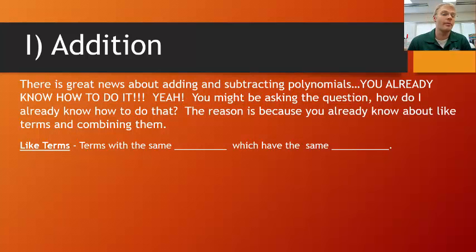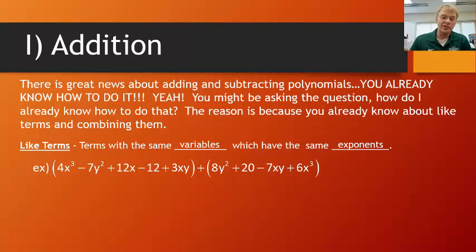Now, to refresh our memory, like terms are terms with the same variables which have the same exponents. So it's got to be the exact same variables with the exact same exponents, and then they're like terms. Remember, with like terms, we can actually combine them together into a single term. So let's take a look at an example here.